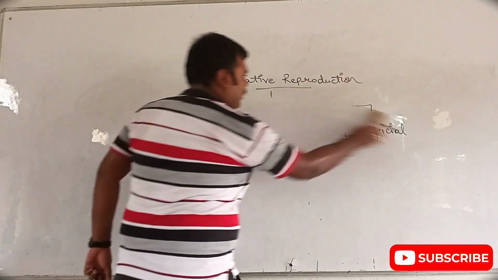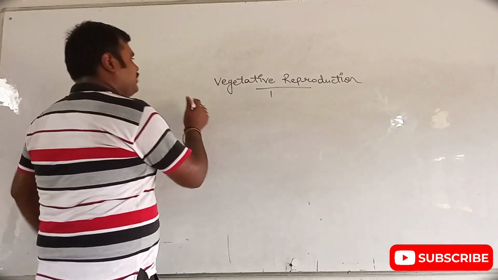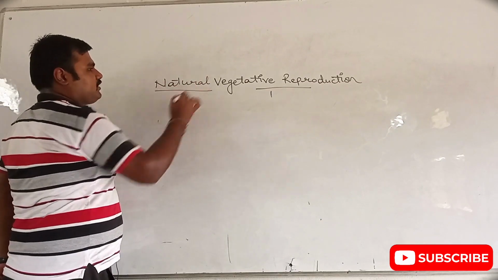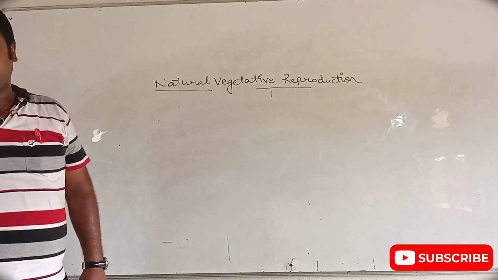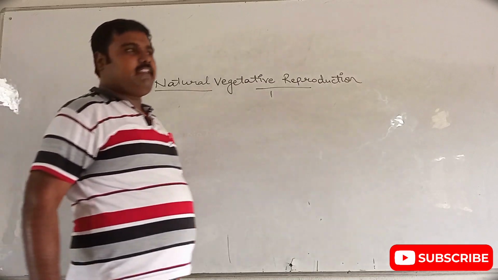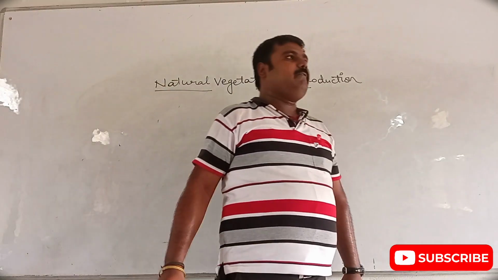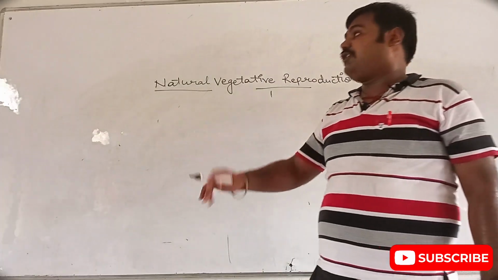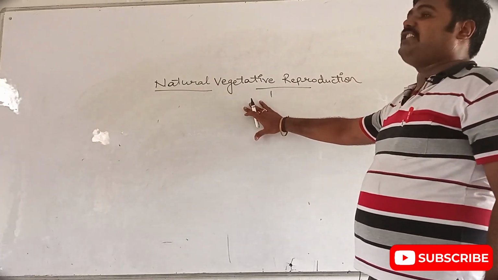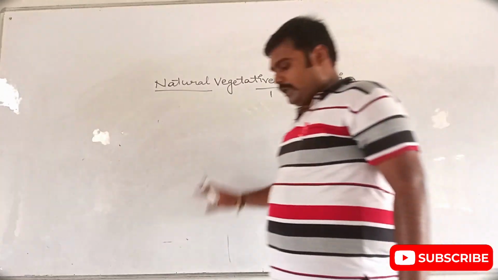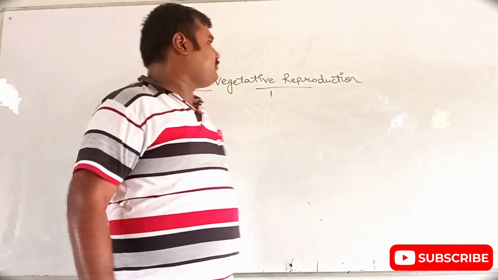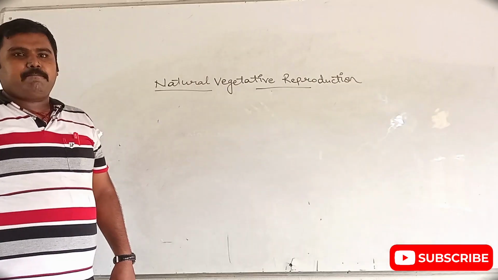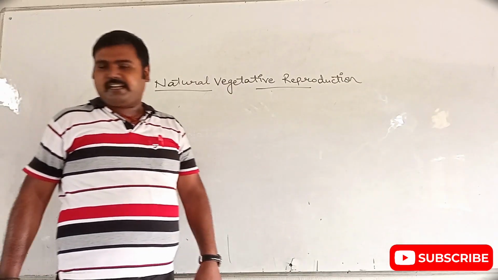So let's talk about natural vegetative reproduction. Now, what is natural vegetative reproduction? If we have any type of system by which some plants have the capacity to develop a new plant, it is known as natural vegetative reproduction. Now let's discuss the types of natural vegetative reproduction. The first type is cutting.